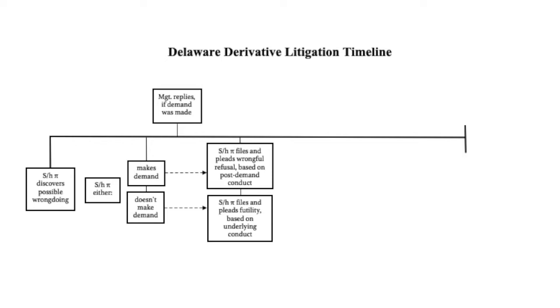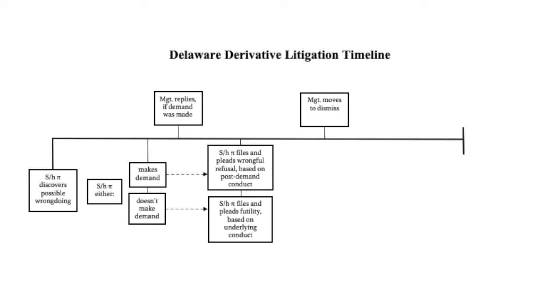If the plaintiff did make a demand and the management declined, the plaintiff will plead what we call wrongful refusal, and we'll talk about that in Grimes versus Donald. And the wrongful refusal challenges the board's conduct after the demand was made. But if the plaintiff didn't make a demand, if it wants to go to court, it then has to plead what we call futility, and we'll learn about that also in Grimes versus Donald and from a fundamental Delaware case called Aronson versus Lewis. So the plaintiff at that point has to plead with particularity that it didn't make demand because demand would have been futile.